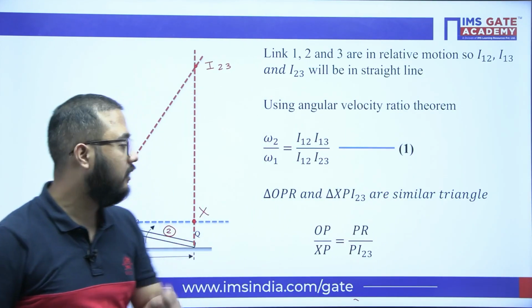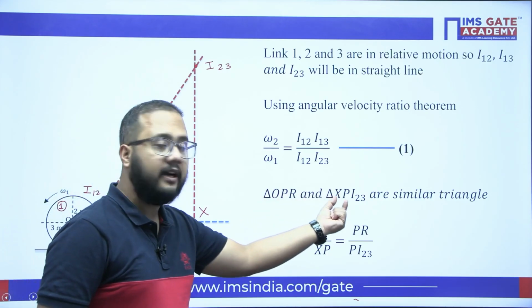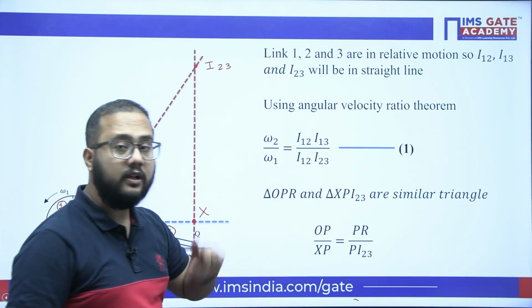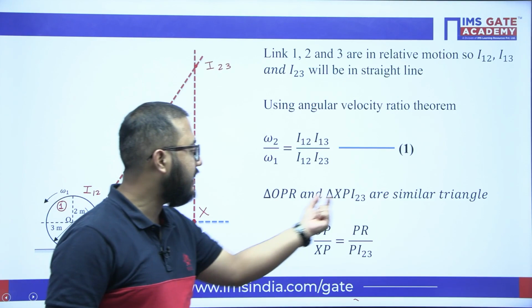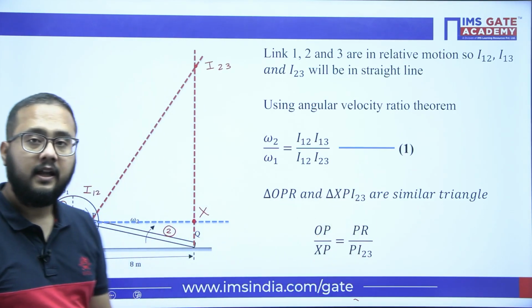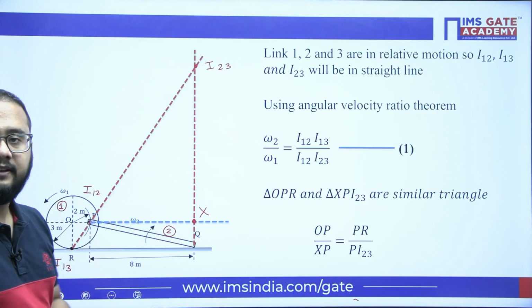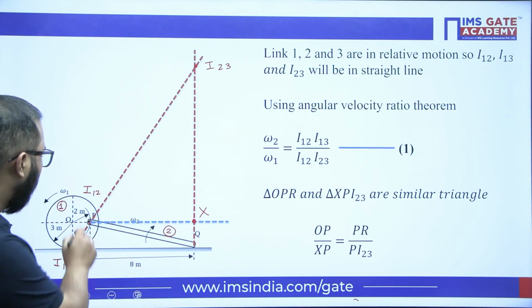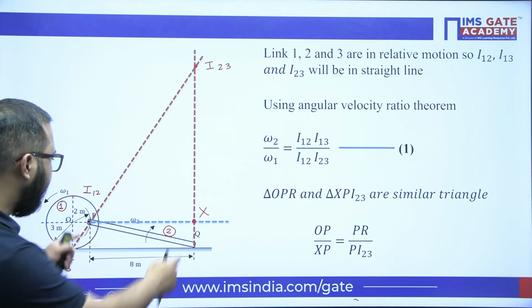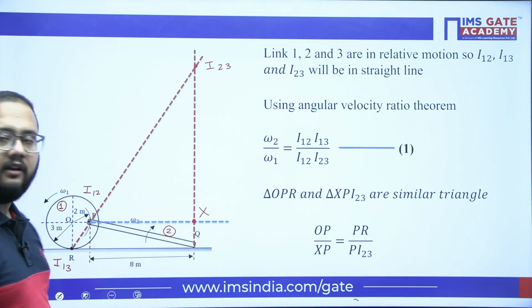Please try to observe. Distance OP divided by XP, OP by XP equals, very important point, PR divided by I23. Now OP distance and XP distance. Can I write OP and XP? Yes. OP is what? 2 meter, already given. Can I write XP distance? Yes, it is 8 meter, given.